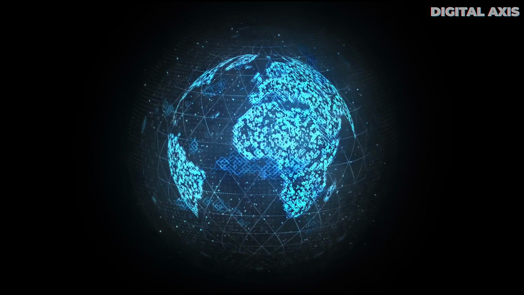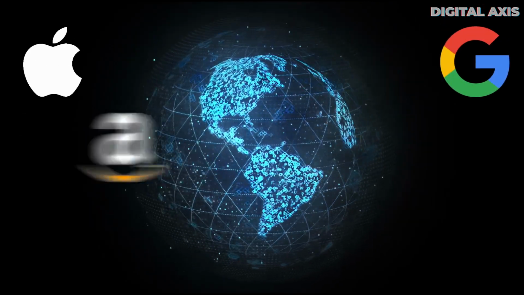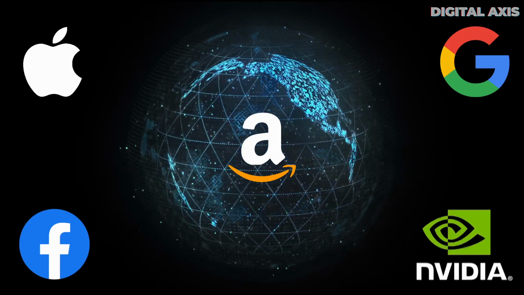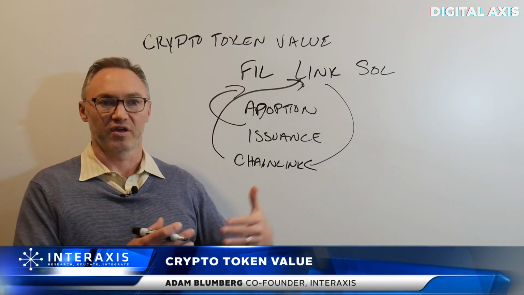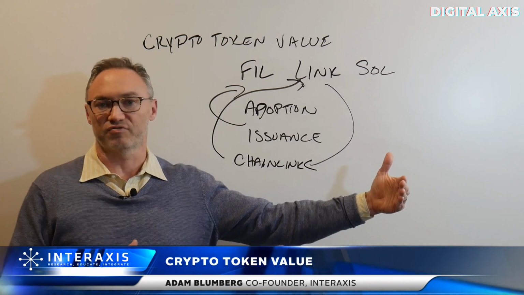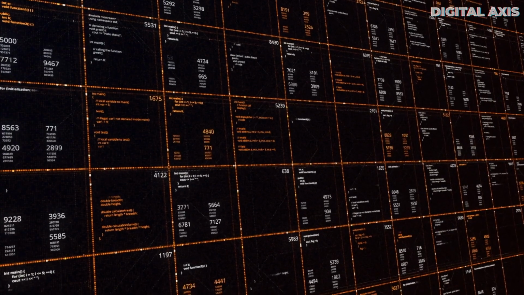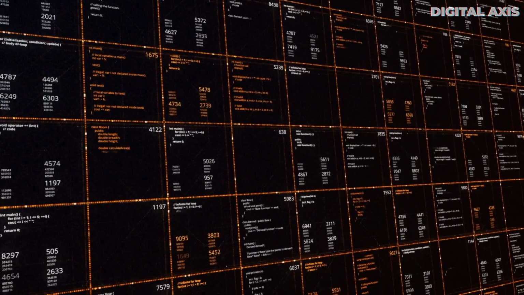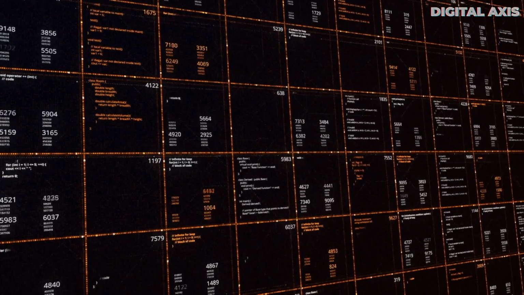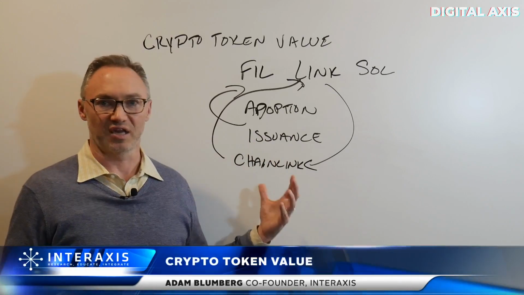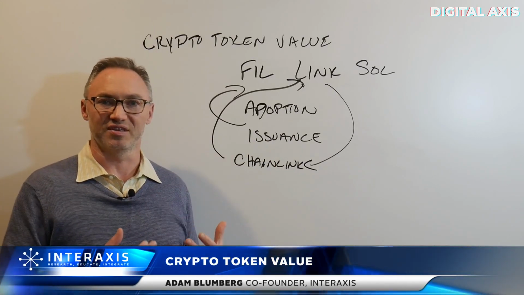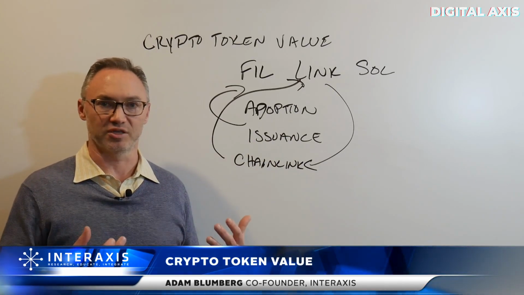publicly traded companies. We look at Apple, Google, Amazon, Facebook, Nvidia, and even companies like GE, and we go, what do we think they're going to make in terms of revenue in the future? How is that going to be impacted by expenses? What's going to happen to their profits? And then how is that going to flow through to the value of the stock? We're going to do the same things for tokens. It's just some of the data we're going to look at is different. Some of the metrics are different.